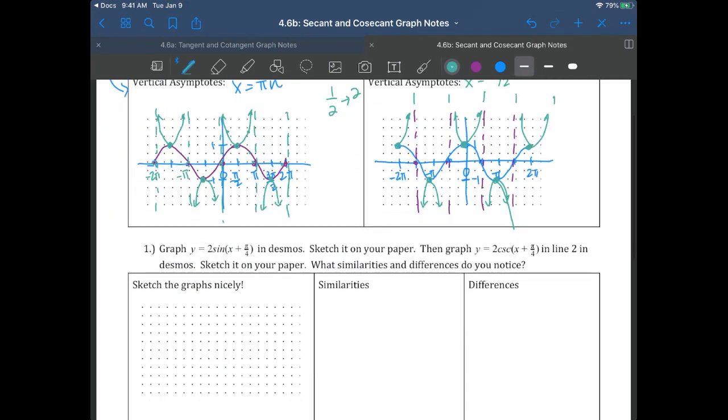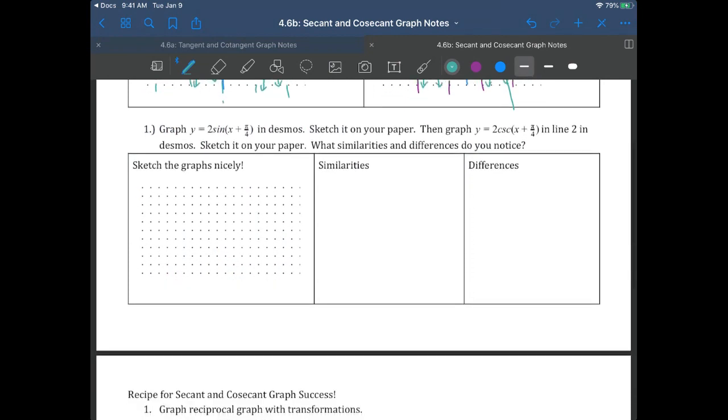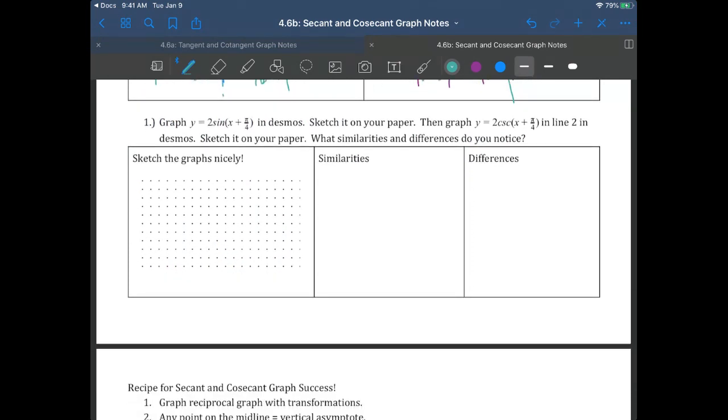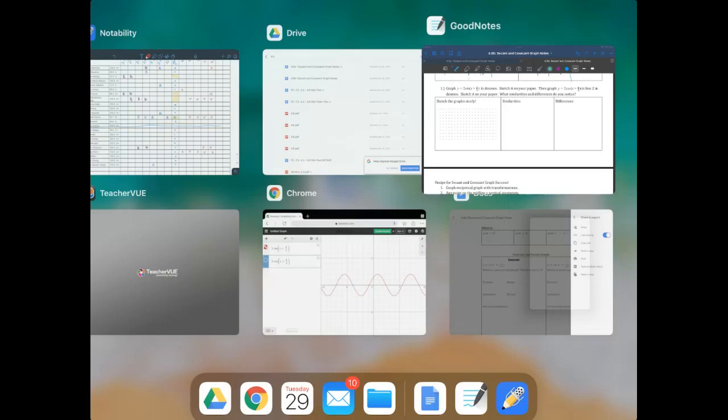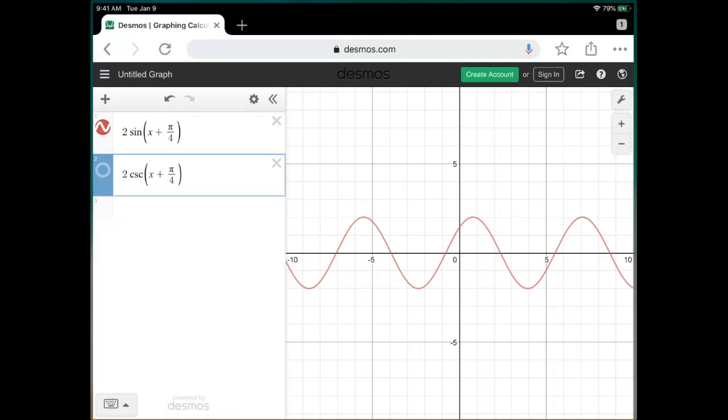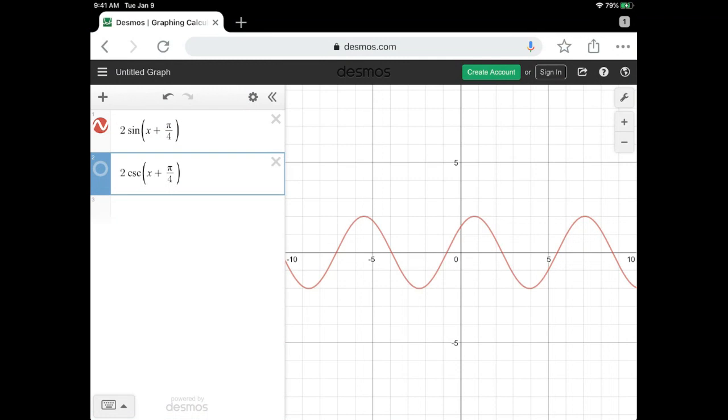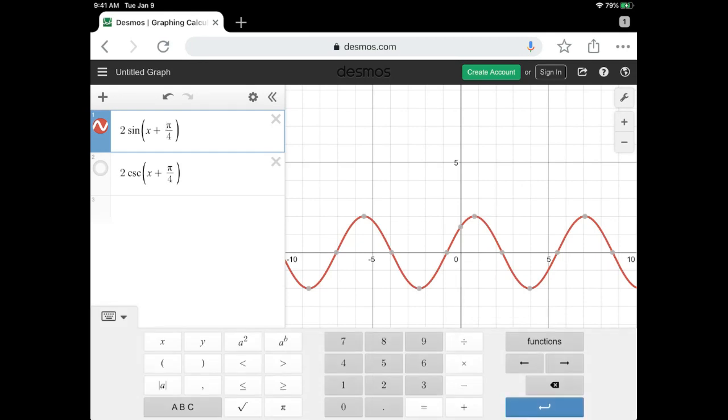All right, so this time we're going to look at the sine function, 2 sine of x plus 1/4, in Desmos. So let's see what we got. And you can see, it looks like our normal sine function. It goes up to an amplitude of 2, down to an amplitude of negative 2. It's been transformed a little bit by a horizontal shift of negative 1/4.